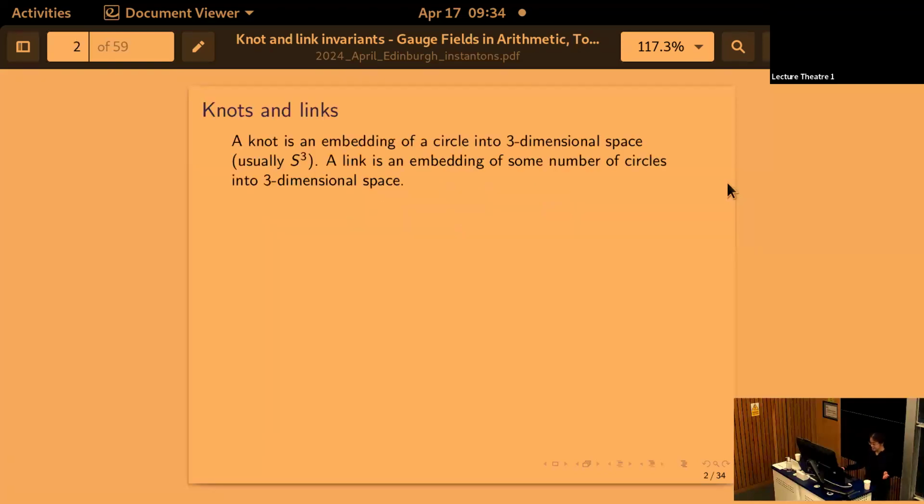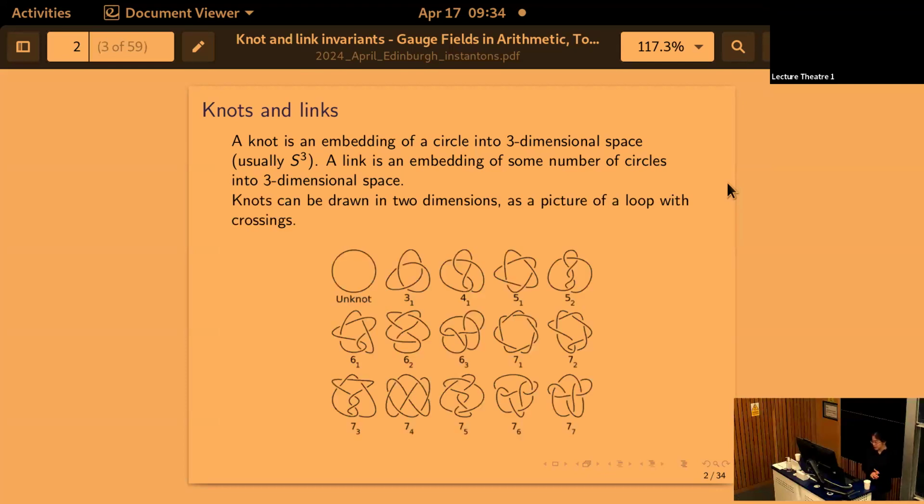So let me first just go over what a knot and a link is. A knot is an embedding of a circle in a three-dimensional space. Usually we're going to be doing S3, though it doesn't have to be. And a link is an embedding of some number of circles. Could be 0, could be 1. Here are some of the smallest knots counted by number of crossings.